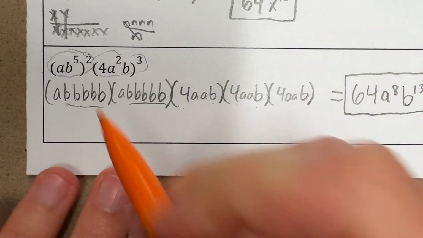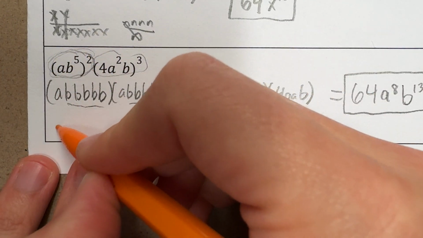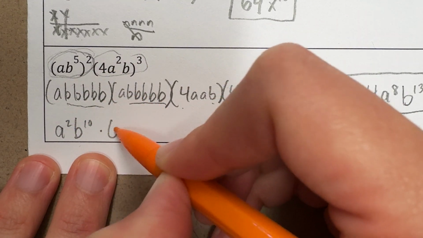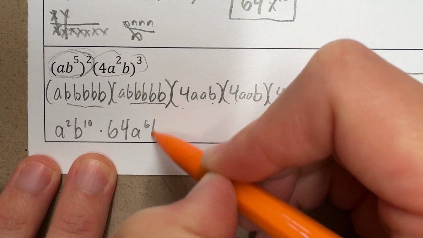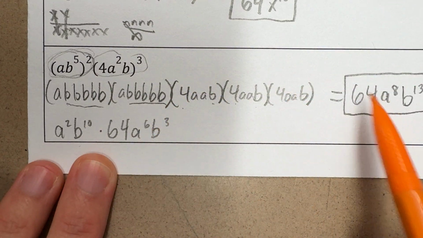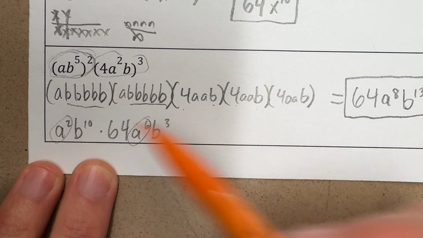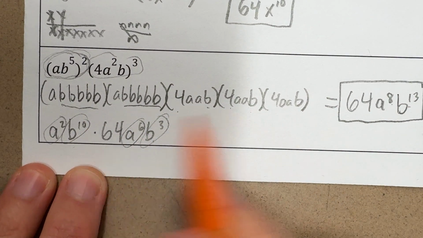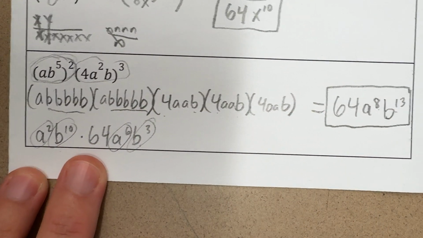And again, the other way I could have done this, right, is I could have done this part in my head and I would have gotten a squared b to the 10th. And then over here, I would have gotten 64 a to the 6th, b to the 3rd, and I would have said, okay, well, I have a 64, and then I have 6 a's and 2 more a's, that's 8 a's, and I have 10 b's and 3 more b's, that's 13 b's, right? So either way is totally fine, both work.